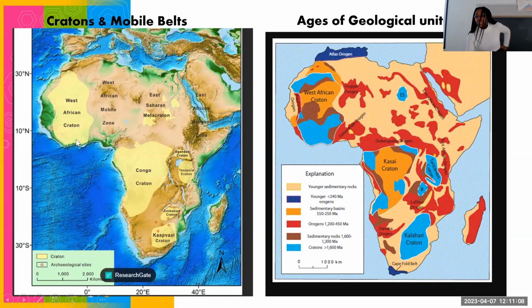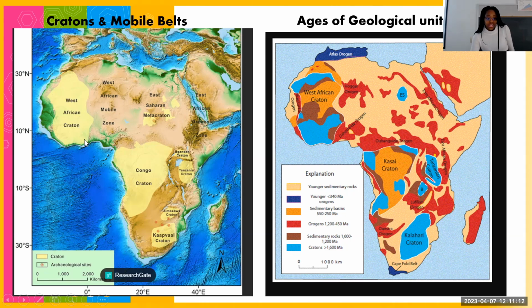And this is another map. So there's our West African craton. Again, Ghana lies in this particular section of it. Mobile zone, so those are some of our mountain ranges within the Sahara, the East Saharan Metacraton, the Congo Craton, and several smaller ones. This map details the ages of the cratons and any overlying rocks.